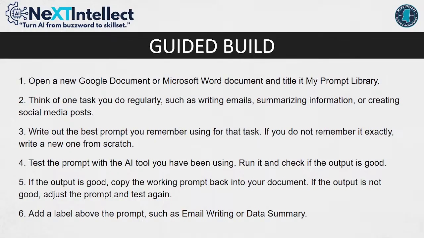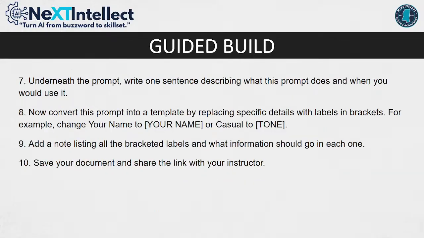Then test the prompt with an AI tool that you have been using, such as Gemini or Chat. Run it and check if the output is good. If the output is good, copy the working prompt back into your document. If the output is not good, adjust the prompt and test again. Add a label above the prompt, such as email writing or data summary. Underneath the prompt, write one sentence describing what this prompt does and when you would use it.